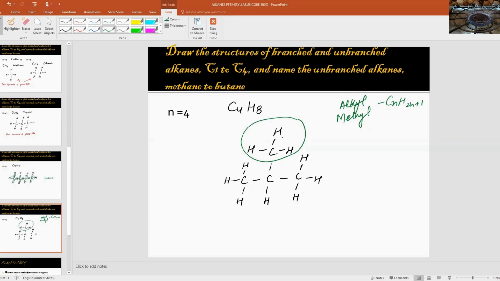The name will be 2-methyl propane. 1, 2, 3. This is the straight chain. 2-methyl propane. You see the name has changed from butane because the straight chain will be of propane instead of butane. And a methyl group, this is the methyl group, will be attached.